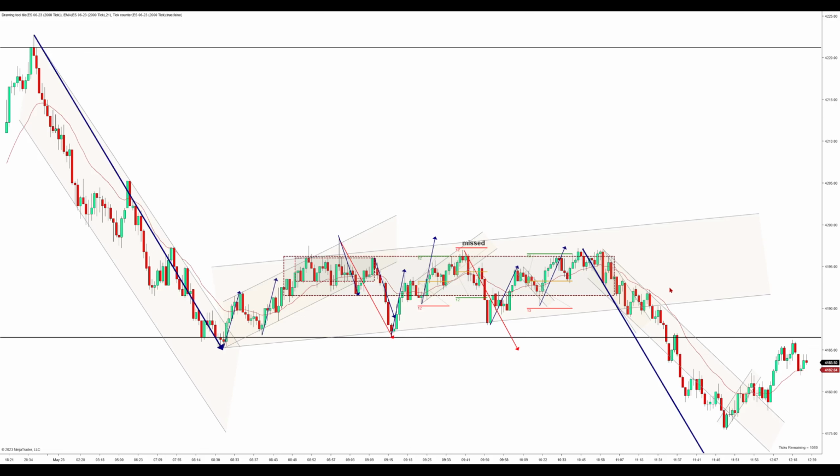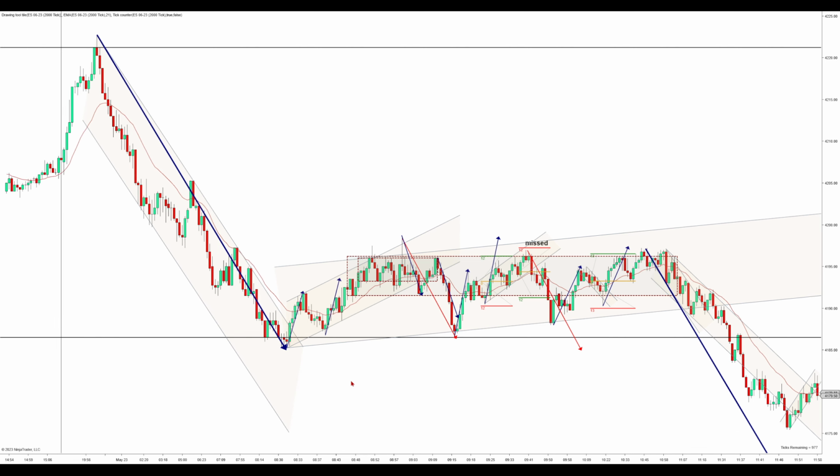I'm trading the ES futures on a 2000 tick chart with a 21 EMA. So I've got the overnight highs up here and the overnight lows down here. These are our key levels for the day. So I started trading in this area right here. This is 8 o'clock Central Time.